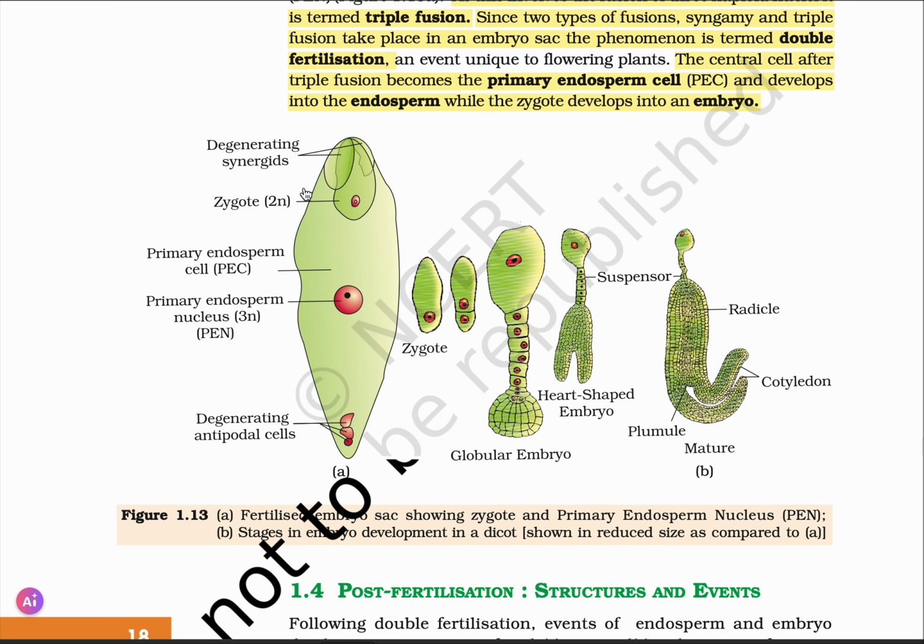This is the pro-embryo, which is actually the cell formed after fertilization, actually double fertilization. This is the zygote, and from this you get the pro-embryo. This is the globular embryo, which forms a heart-shaped embryo. We need to remember that these are the suspensor cells. Then this forms the seed, and here is the mature embryo. This is the suspensor, this is the radicle, this is the cotyledons, and this is the plumule.